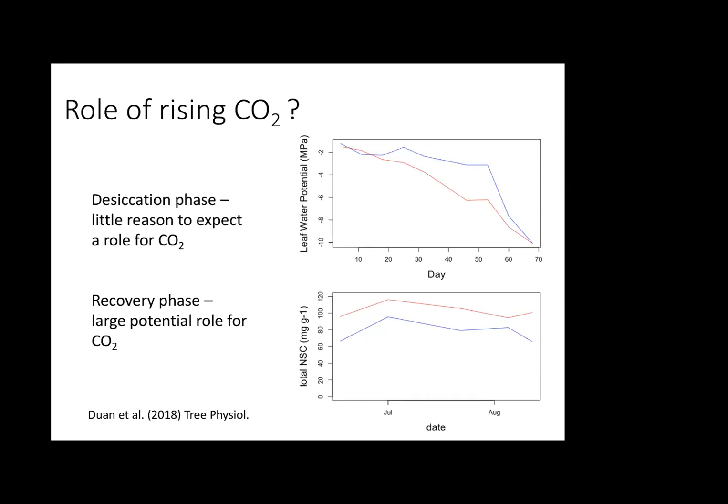But I would also point out that there was higher non-structural carbohydrate under high CO2 in this experiment. That higher non-structural carbohydrate reserve could potentially give the plants the capacity to recover better. So it would be really interesting. Here's a great experiment someone needs to do, to look at recovery after drought and whether that is actually facilitated by high CO2.